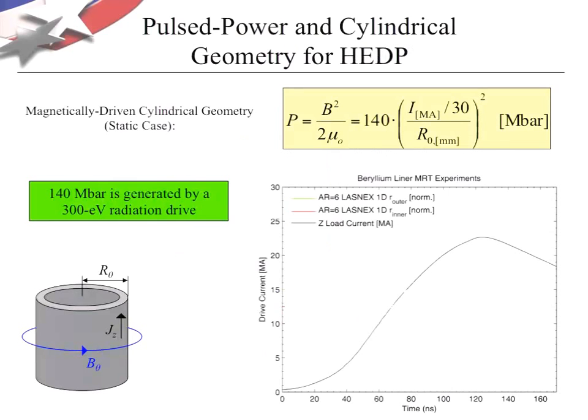So, moreover, if we take that cylindrical object on axis and we apply a current pulse to it and we keep it fixed at its radius, then the pressure goes as the current squared. So if we fix that radius to, say, 1 millimeter and we get a 30 megaamp drive, that's equivalent to 140 megabars, which is equivalent to a 300 electron volt radiation drive. So it's interesting that, with our compact facility, we can actually access pressure regimes such as this. To put it in perspective, I believe 300 eV is similar to the radiation drive from the NIF in a hohlraum. So it's exciting that we can access these regimes.